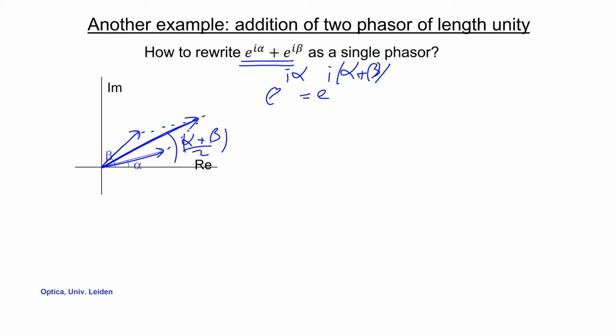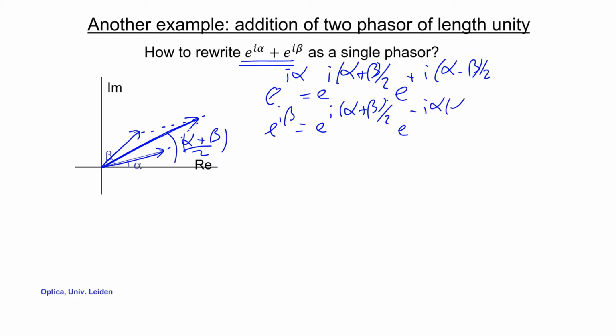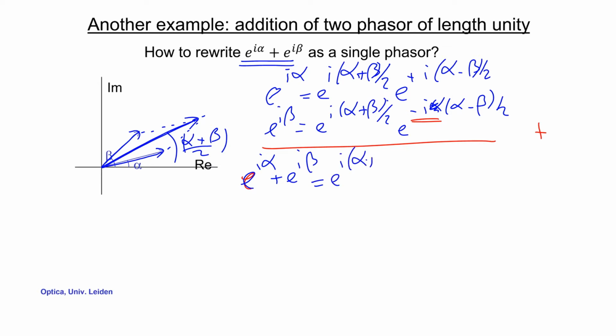And if you do that with the first term e to the power i phi, you get this expression. And if you do that with the second term, take out this average angle, you get an almost identical term, but with a minus sign here. So if you add these two, you get the relation e to the power i alpha plus e to the power i beta is a phasor which shows the average angle, and then two phasors which contain the difference angle divided by 2.